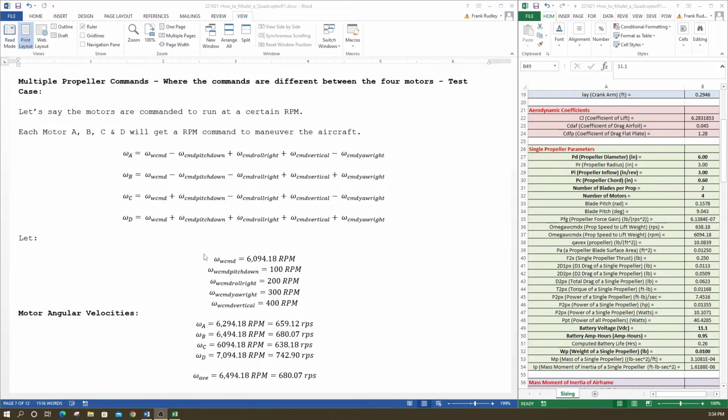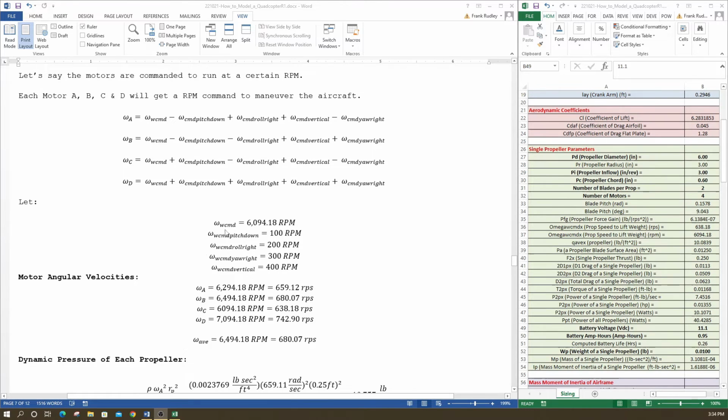So in this test case, this is the RPM required just to hover, to lift the weight of the aircraft. So let's say, this is arbitrary, I just picked 100, 200, 300, 400 just to do these sample calculations. So let's say our RPM change to pitch down the quadcopter is 100 RPM, the roll rate is 200 RPM, the yaw rate is 300 RPM, and the vertical command change is 400 RPM.